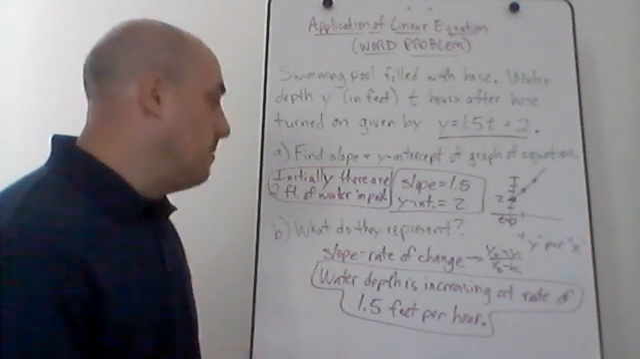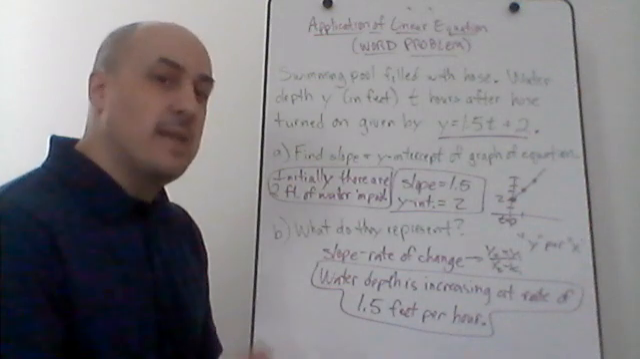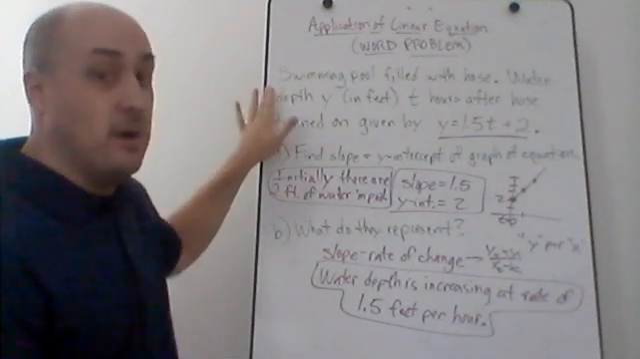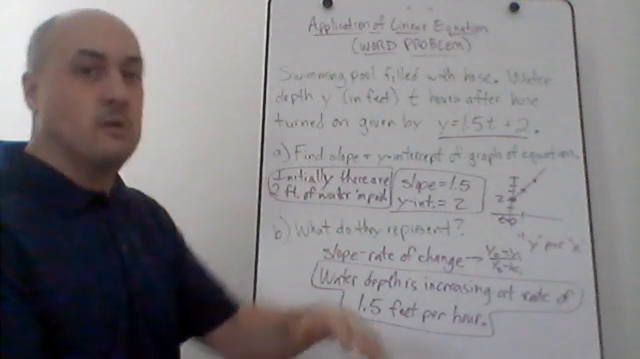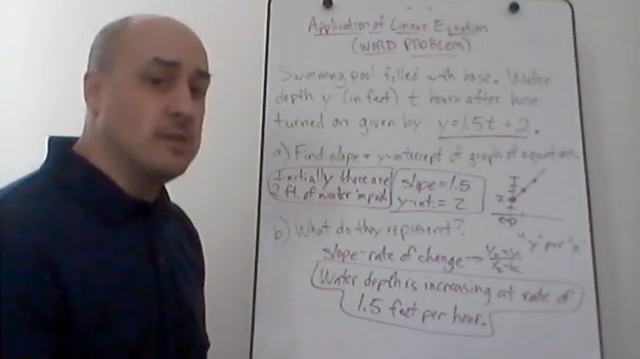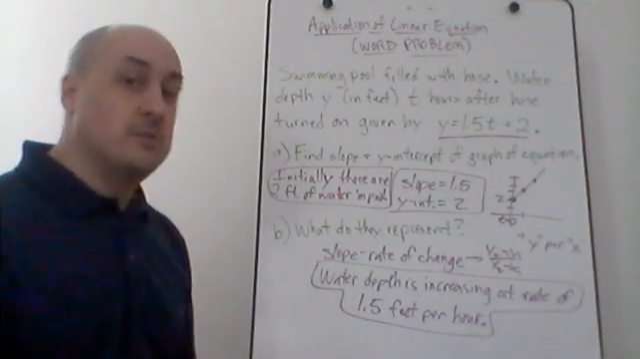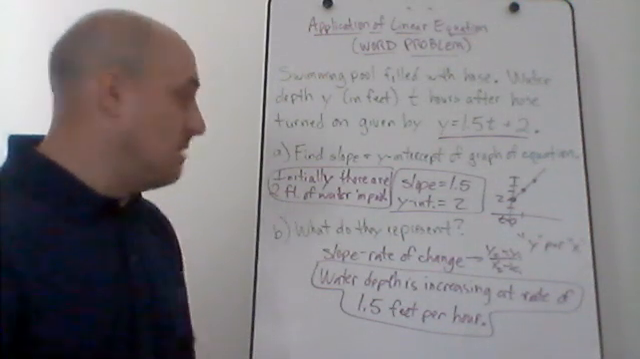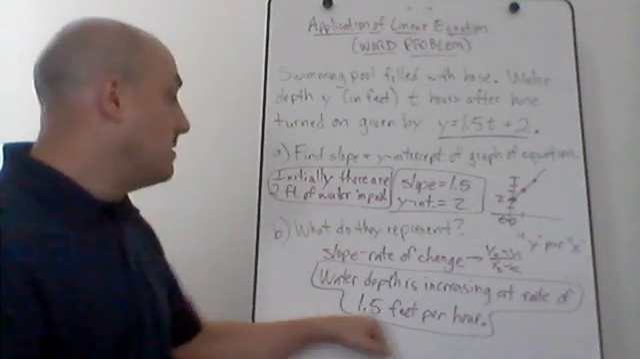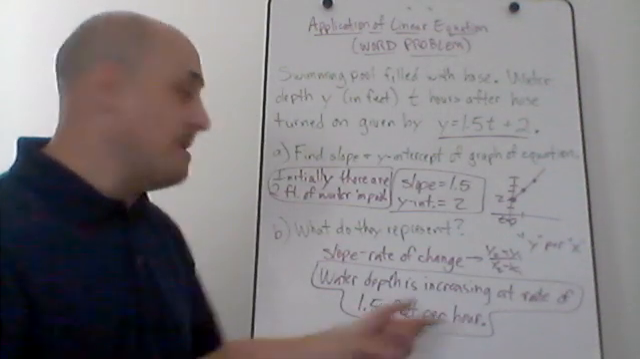So that's how you interpret the slope and the y-intercept for a linear equation. It's always going to be that same basic way, no matter what the problem is talking about. This one's talking about water filling up a pool, but no matter what it is that's changing over time that has a linear relationship, the y-intercept always represents your initial amount. The slope is always going to represent the rate of change. And the units for the slope are always going to be the y units per the x units. In this case, feet per hour.